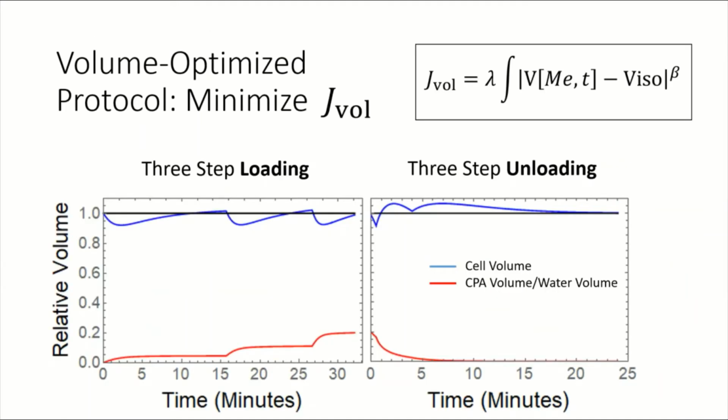The second take-home is that our new model provides a new way to develop optimized protocols. For instance, if we simply minimize the osmotic damage for a 3-step loading and unloading protocol, we can prepare an oocyte for vitrification with only 2% of the population dying from the osmotic damages.